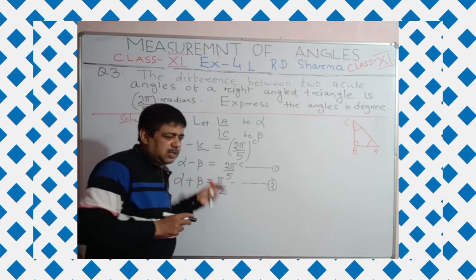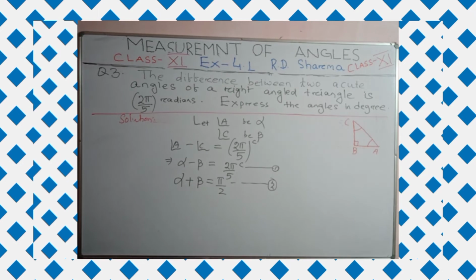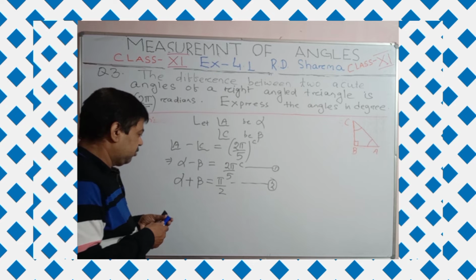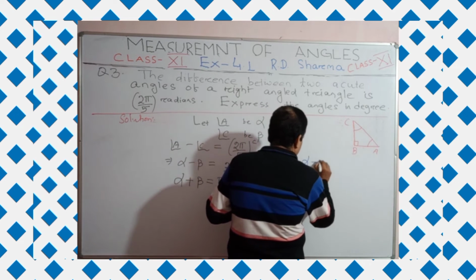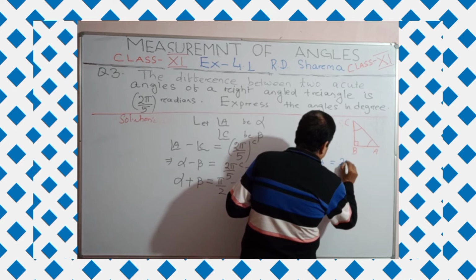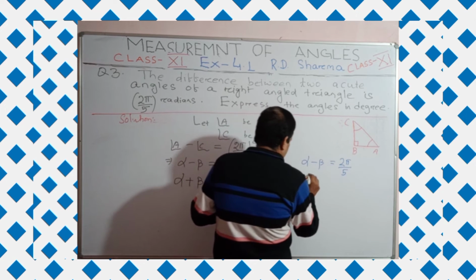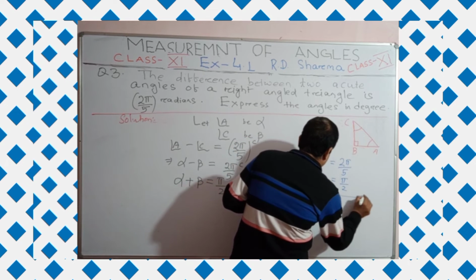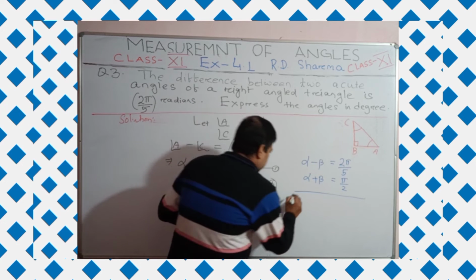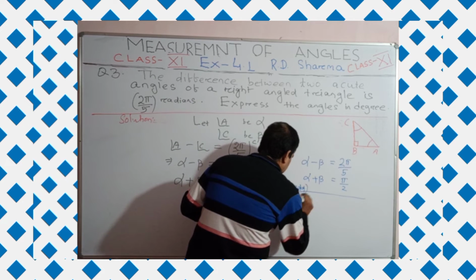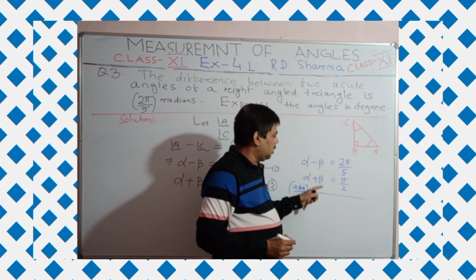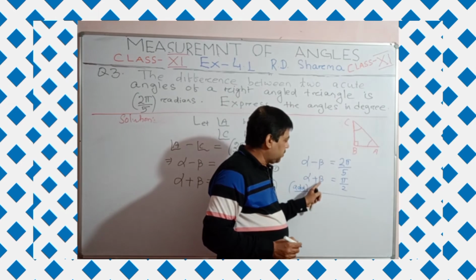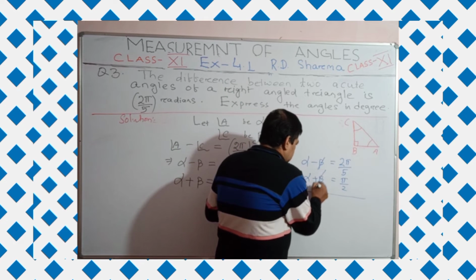Can you solve this? By solving this we can get alpha and beta. Now see, alpha minus beta is equal to 2 pi by 5, and alpha plus beta is given as pi upon 2. So add equation 1 and equation 2. If you add them, minus beta plus beta will be cancelled.